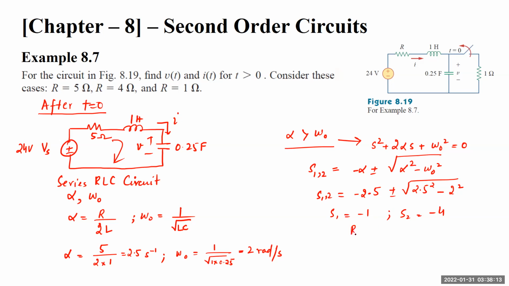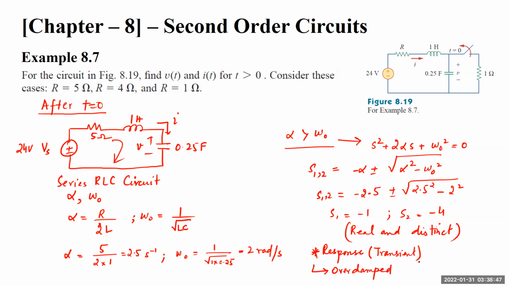So these are real and distinct. Remember, in such a case, when alpha is greater than omega naught, the roots are real and distinct. And remember that the transient response is either overdamped, underdamped, or critically damped. So this response is actually an overdamped response, right? So now let's further solve it.